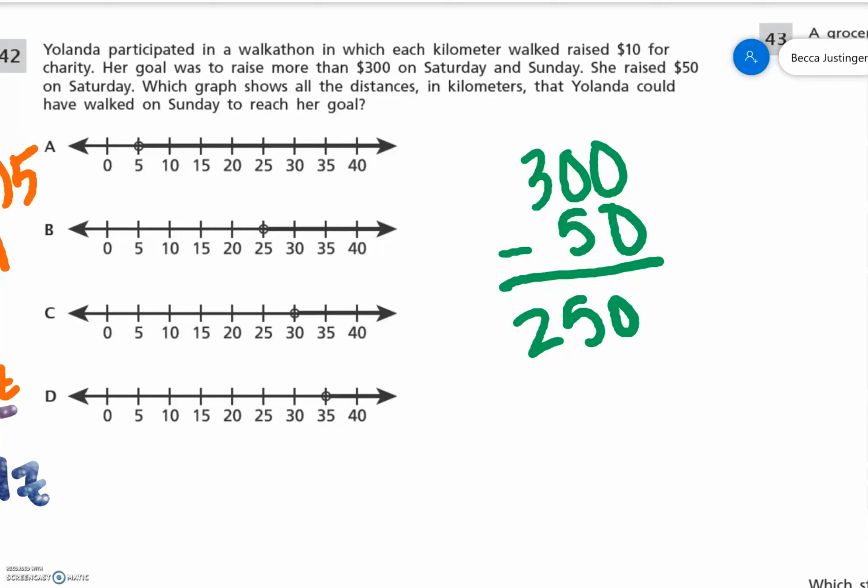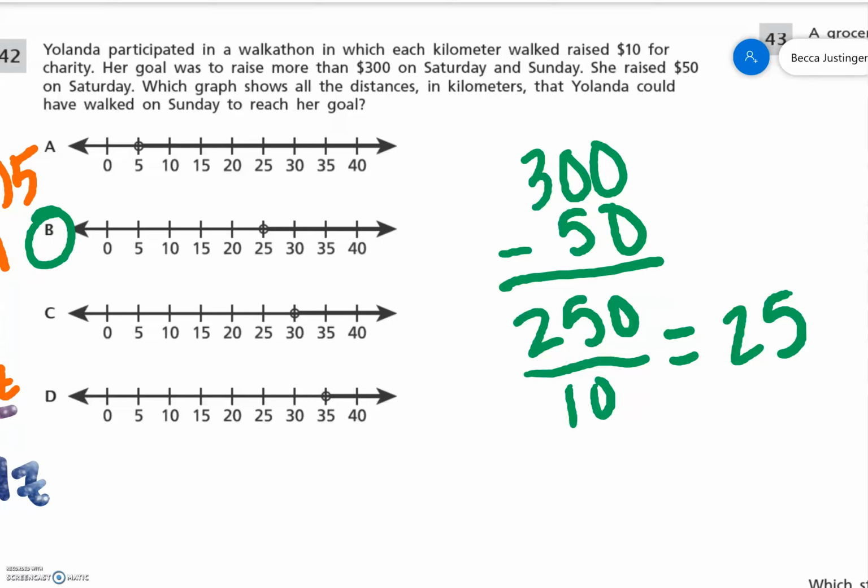Each kilometer walked is $10. So if we divide that by 10, that gives you 25. So if she walks 25 kilometers, she'll hit the $300, but she wants to raise more than $300. So we want it to be 25 or more. That's going to be shown with B. 25 kilometers or more.